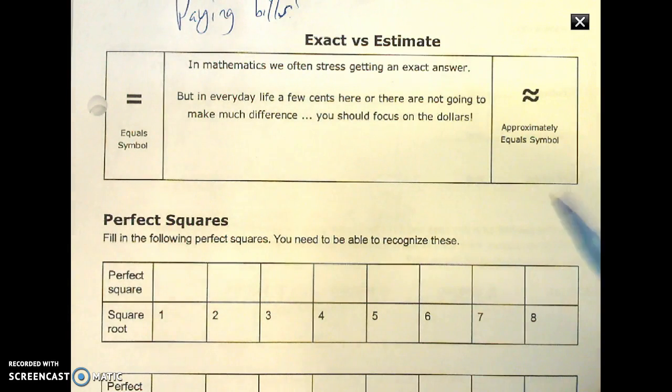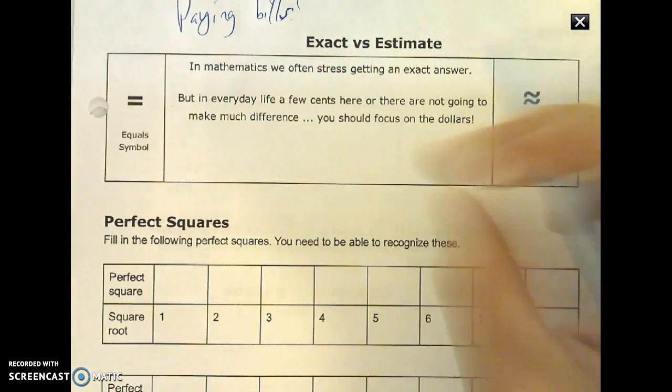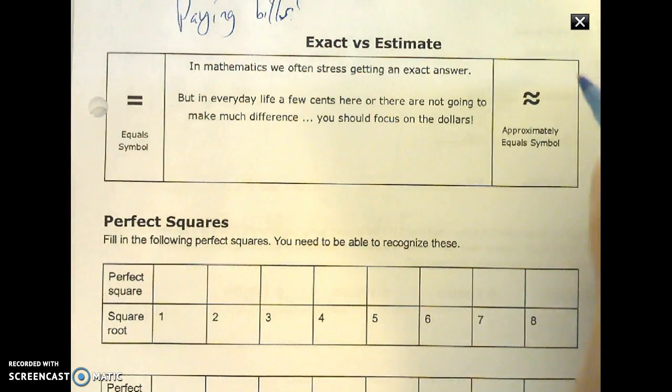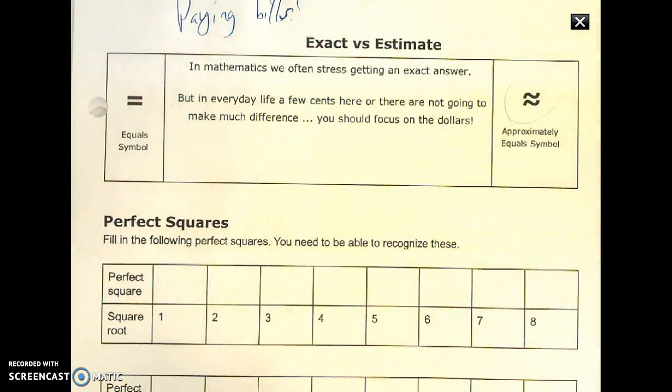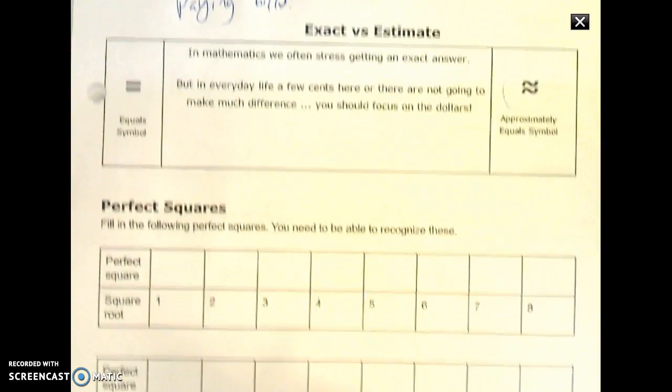So here's the approximation sign. It's basically just a little squiggly equal sign. Okay? We use this anytime we round, and we're going to use this a lot later on with geometry as well.